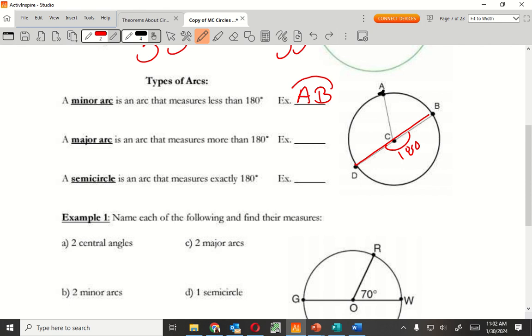Yes. But instead of saying AB, what if I said ADB? ADB all the way around there, right? That would be a major arc, wouldn't it? So I can't just say AB again, because that one's also a minor arc. I'm using 3 letters, ADB, to identify my major arc.